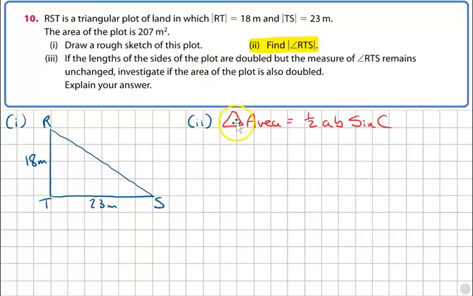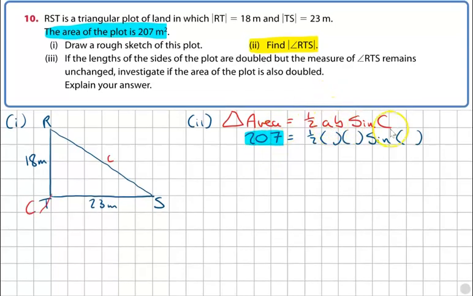So I'm going to write out the area formula of a triangle. Triangle area is equal to half AB sine C. I replace area with 207 because I was told the area is 207 meters squared. And then I'm going to replace all of my letters in my formula with sets of brackets. Now, because I have a capital C in my formula, I'm going to relabel the angle that we're interested in, which is this angle here, as capital C. So therefore, the side opposite must be lowercase c.